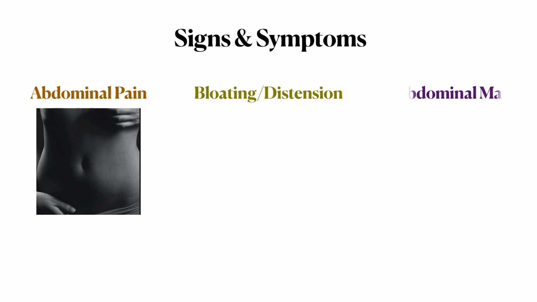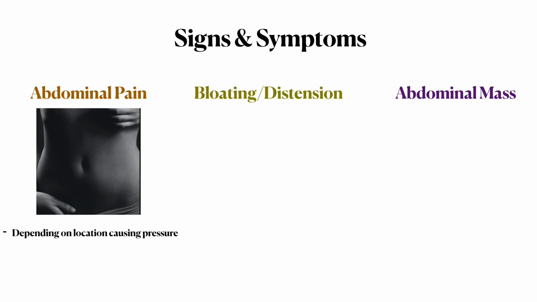And now let's move on to the signs and the symptoms of colorectal cancer. So they're going to be primarily based on the location of the tumor, but nonetheless, when we have a tumor, we're going to have abdominal pain, we're going to have bloating and distension of our belly, and we're going to have an abdominal mass there perhaps as well. So let's break down each of these.